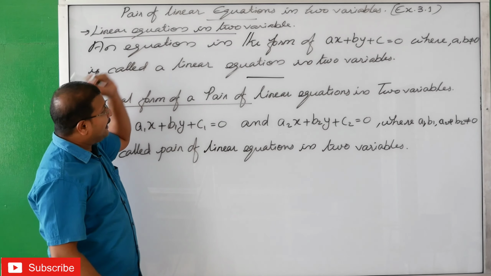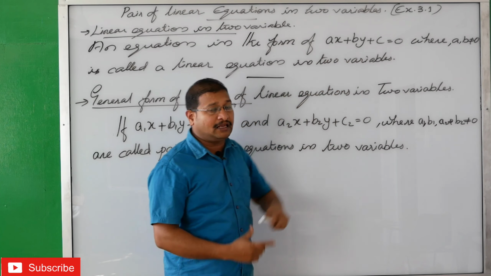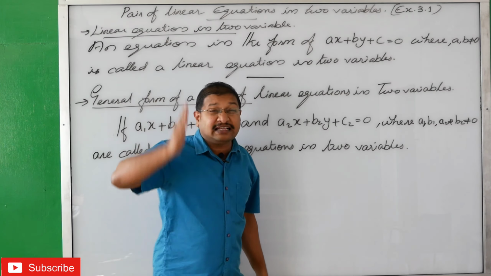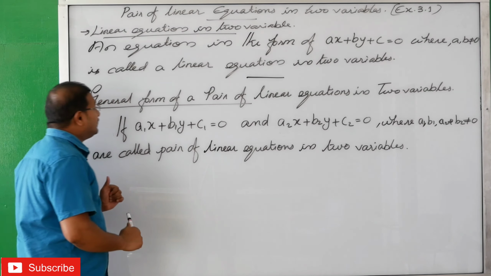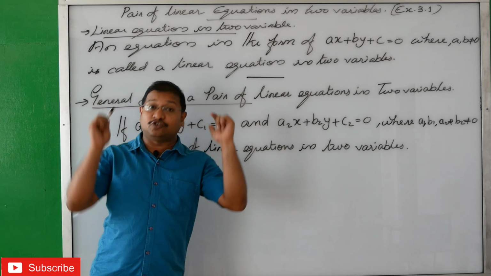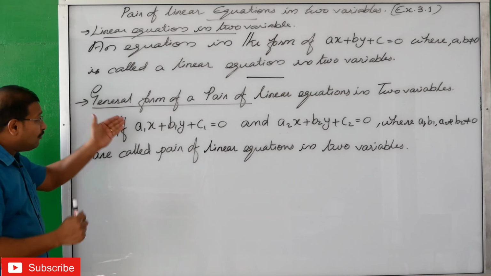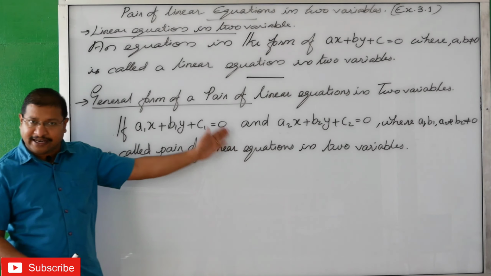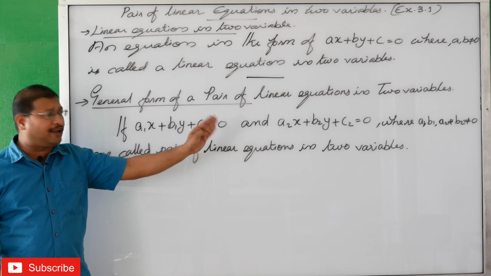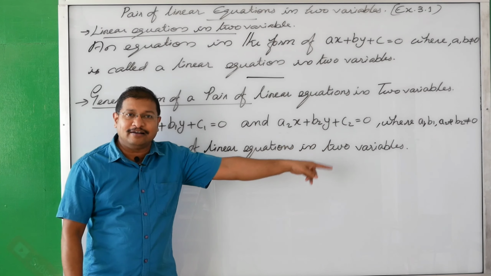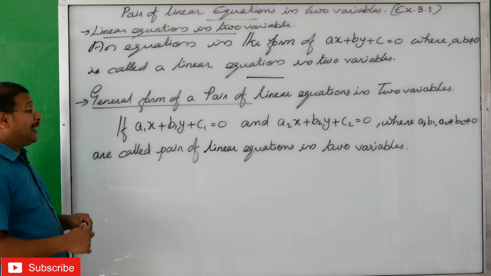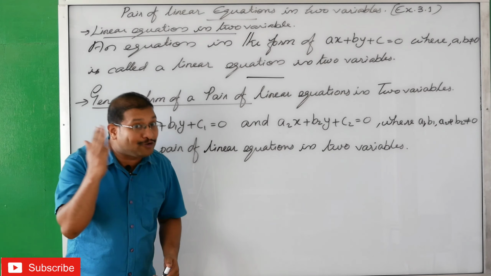You can understand ax plus by plus c. Here the variables are x and y. Ready? After that we have to see the general form of a pair of linear equations in two variables. See now, if a1x plus b1y plus c1 equal to 0 and a2x plus b2y plus c2 equal to 0, where a1, b1, a2, b2 are not equal to 0, are called a pair of linear equations in two variables.